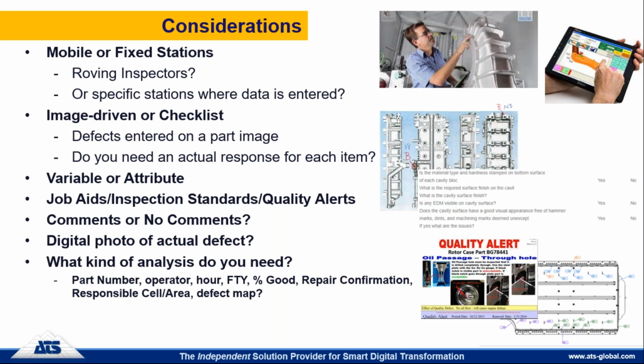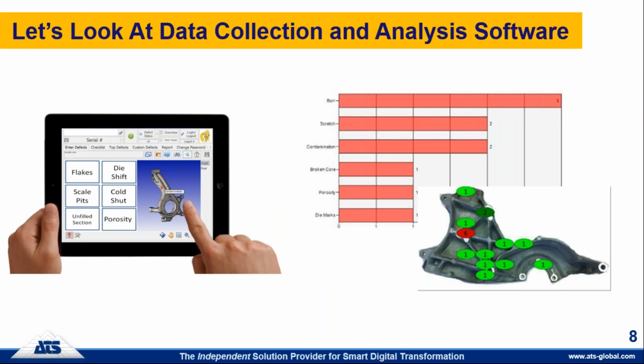And lastly, what I always try to remind my customers to think about is what kind of analysis do I need? Because if you want to, for example, analyze by shift or cavity or hour or operator, you need to make sure that you are setting up your interface for data collection to capture this information. Otherwise, you won't be able to analyze by that later. So those are some of the items you should be considering when you evaluate a software package.